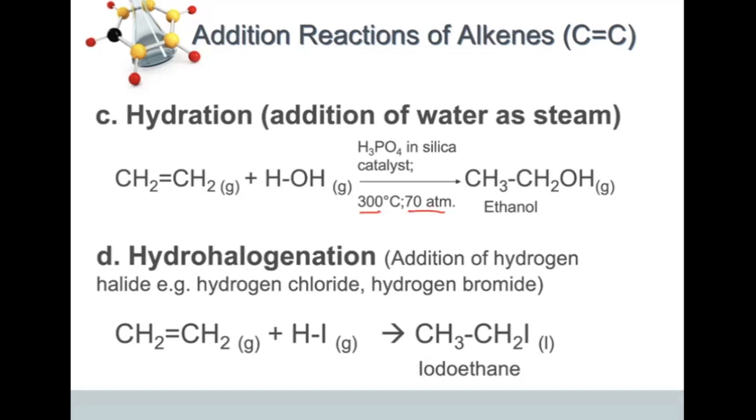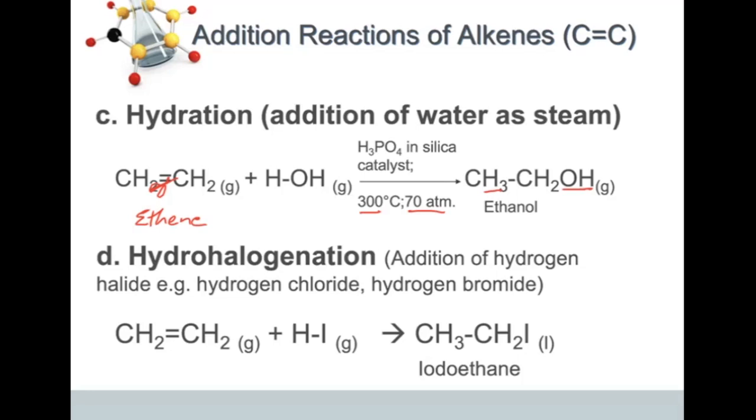And if we're adding water, as we said earlier, we're cutting the carbon-carbon double bond. We're going to put OH on one of the carbons, and we're going to put H on the other one. And we'd end up in this case with ethanol. So if we start out with ethene, we would get ethanol at the end of the day. So that's the addition of water as steam, and we end up with ethanol.